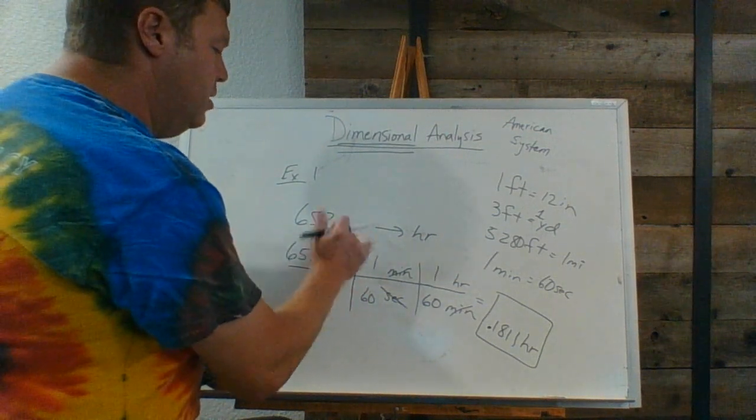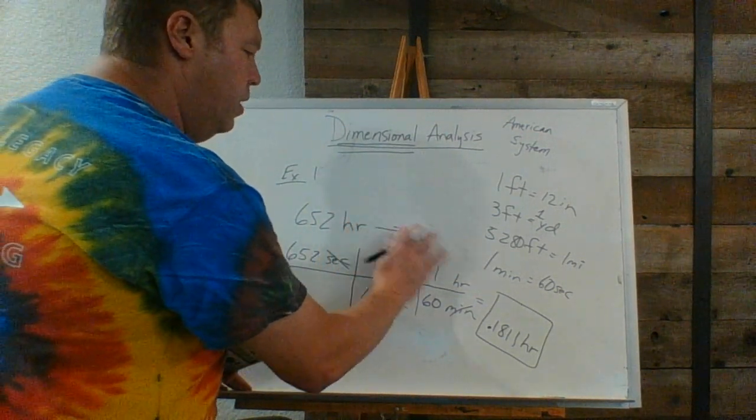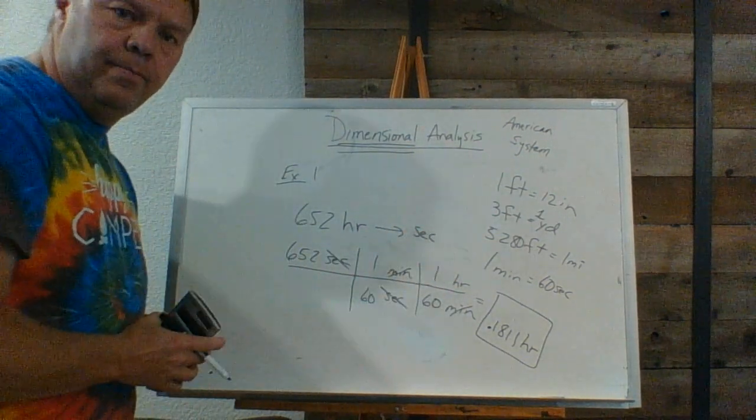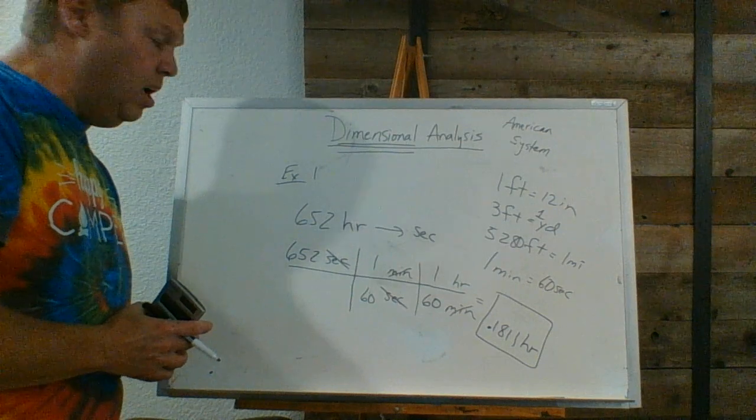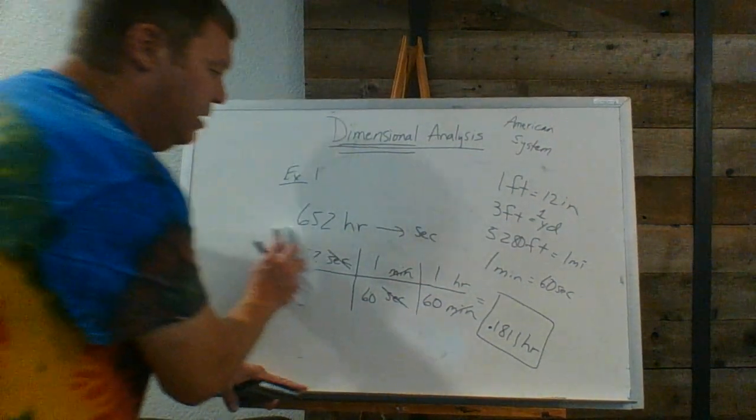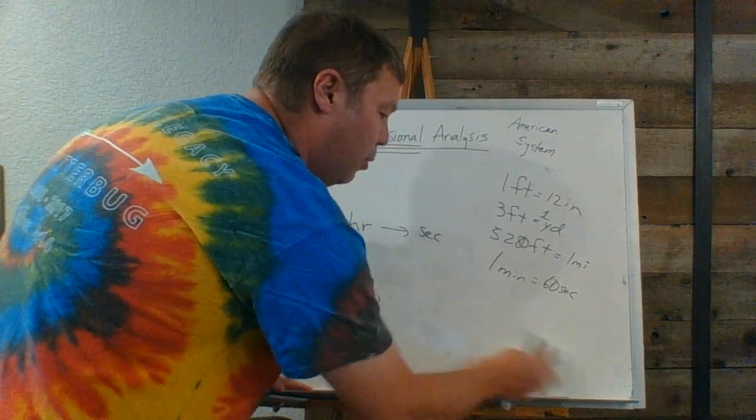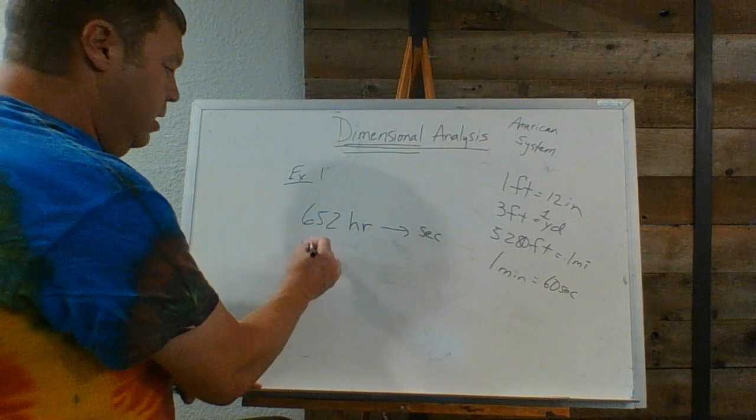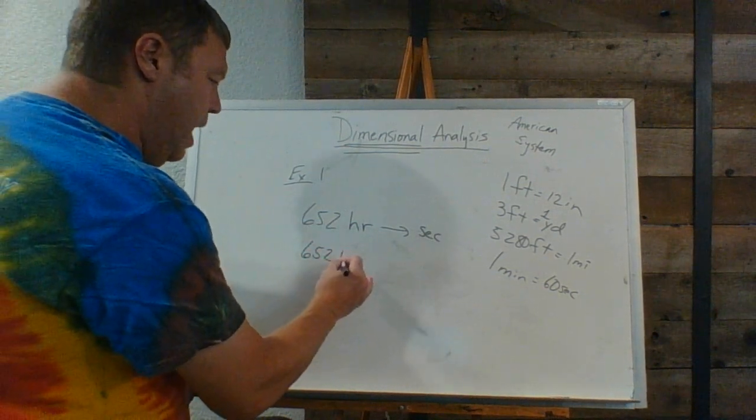Okay? So let's do something different. What if these words were switched? Is it the same railroad track? No. My railroad track has to start with what I'm given. Okay, so let's try this one. Do I know the answer to this? No. I bet it's not 0.1811. Let's see. Starting 652 hours.